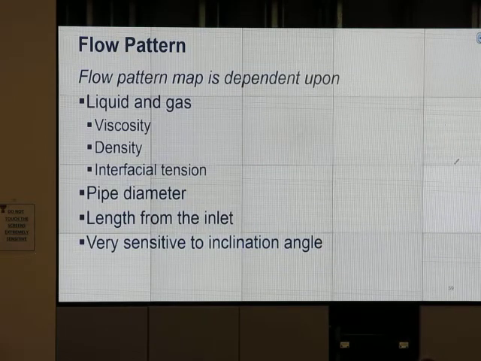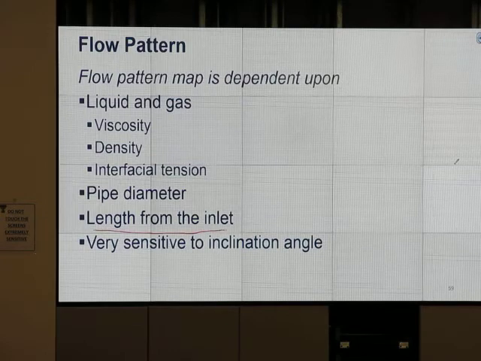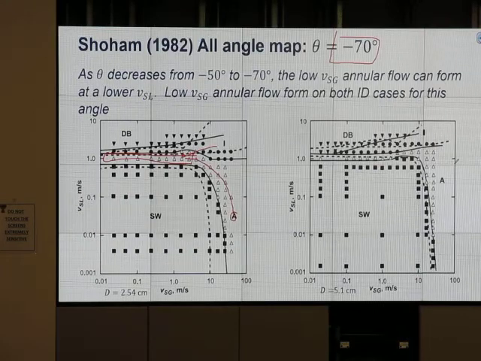Alright, you have seen flow pattern. Flow pattern map is dependent upon liquid and gas property. Most of the time it is density, viscosity, interfacial tension. And also pipe diameter, length from the inlet. And it's very sensitive to angle. So this means if I give you a prediction of a flow pattern map for water, and you want to use it for oil, you use it at your own risk. It's not one-to-one like that. If you want to use it for oil, you have to generate it again. Buy the book. The book has a software to generate it very quick.